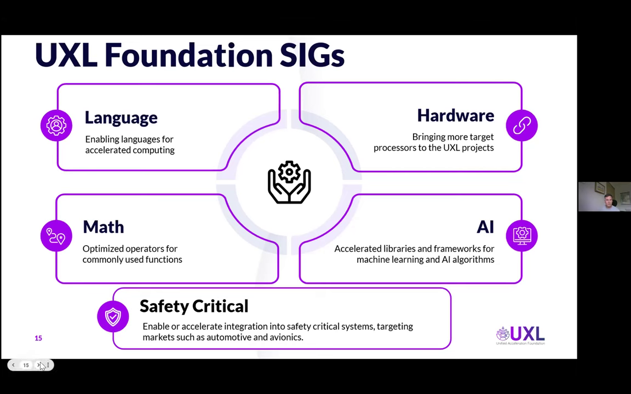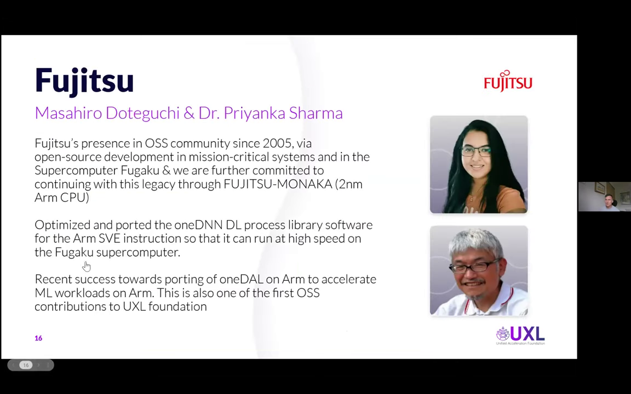Okay, so I think now we're going to go to some individual spotlights to talk a bit about their organizations, how they're involved, and everything else. So all the people that are going to be talking are steering members, so they're part of the steering committee, and they've been doing generally some work around the UXL Foundation. So I think we're starting with Dr. Priyanka Sharma from Fujitsu first. Yeah, please introduce yourself and your colleague as well.